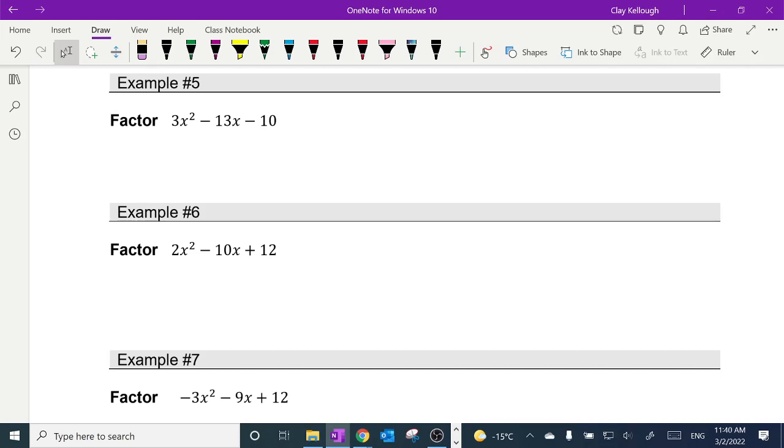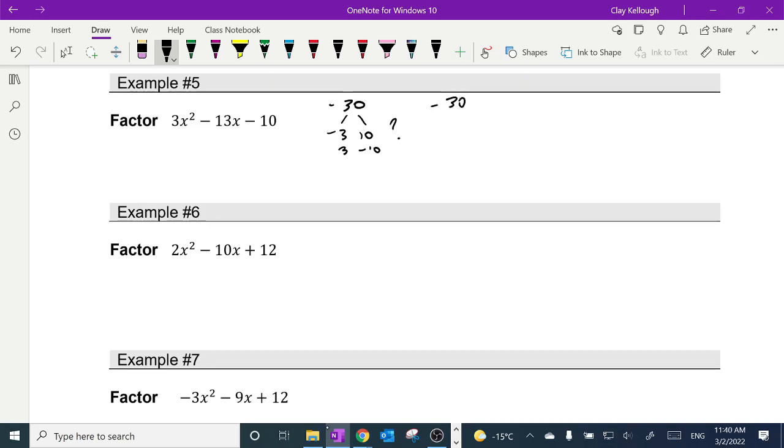All right, how did that one go? 3 times negative 10 is negative 30. What two numbers times to make negative 30 and add to make negative 13? You might be thinking, oh, well, isn't it 3 and 10? No, 3 and 10 doesn't work because negative 3 and positive 10 don't add to make negative 13. Positive 3 and negative 10 don't add to make negative 13. It must be something else.